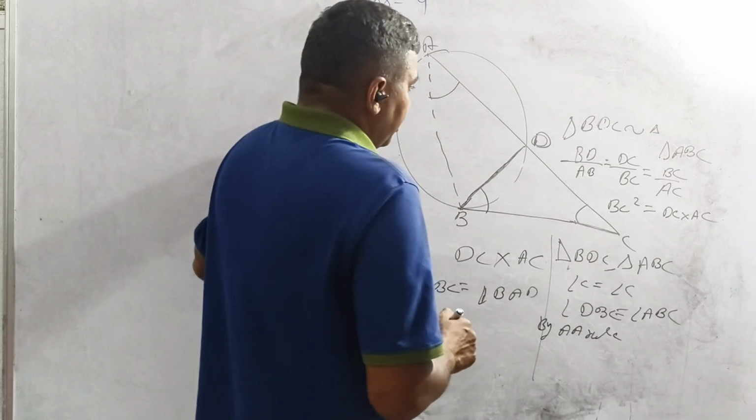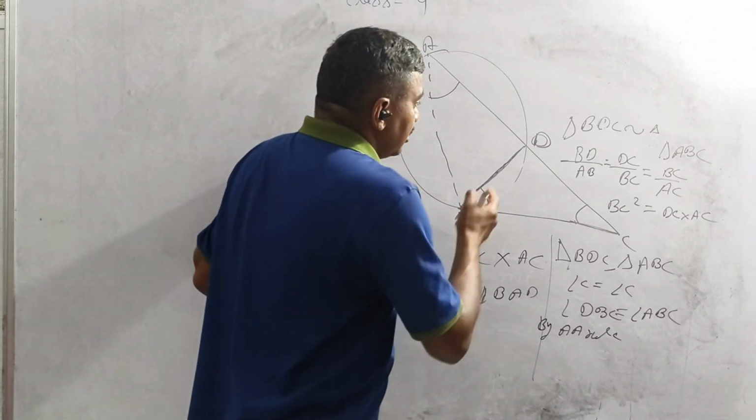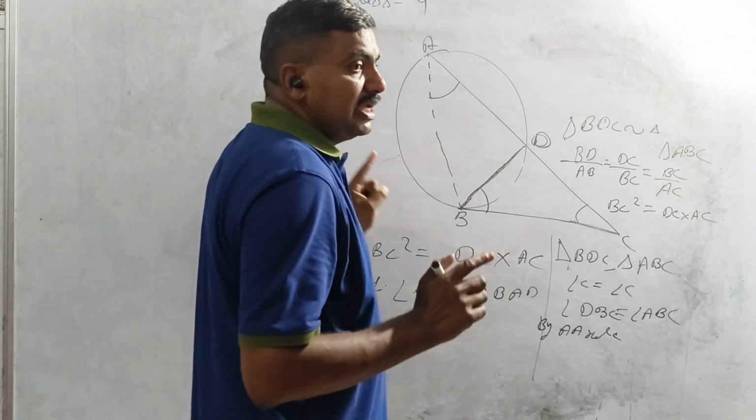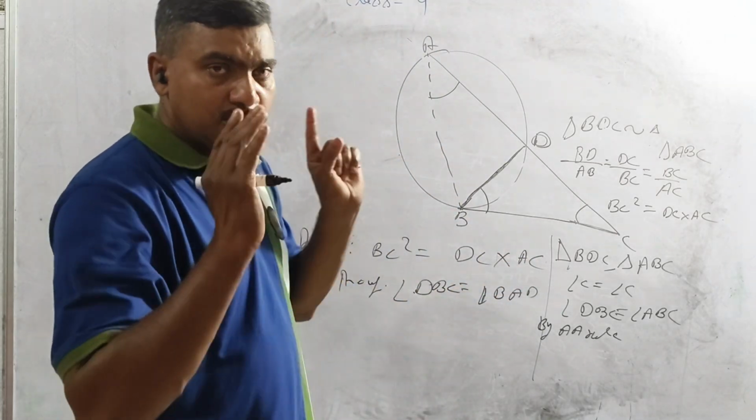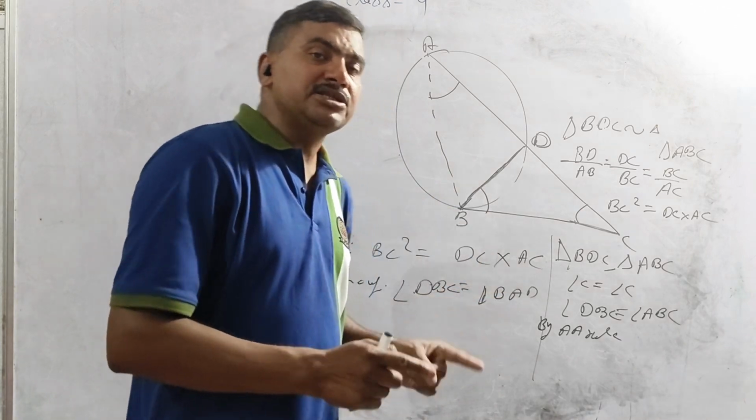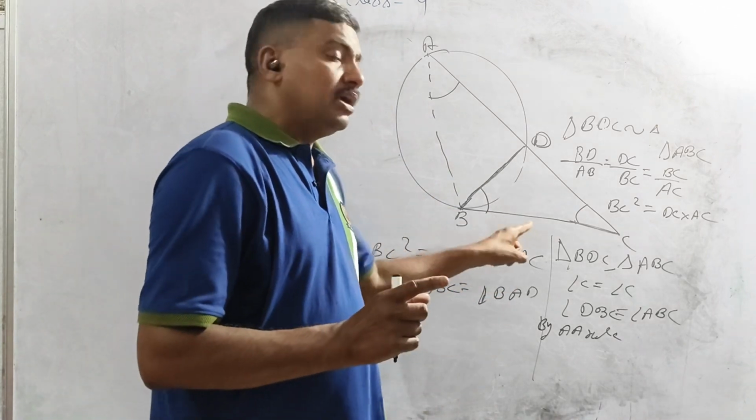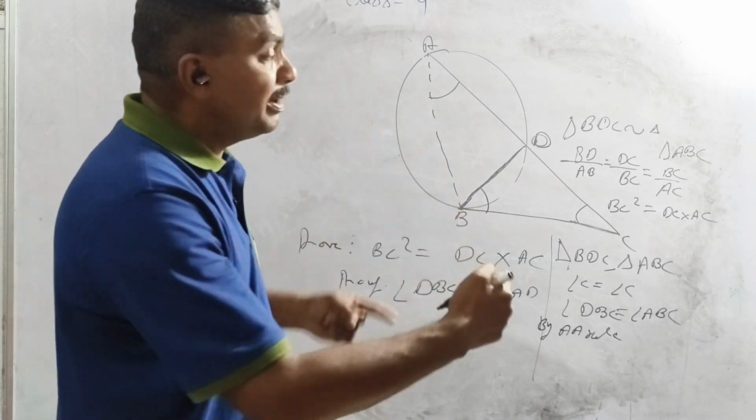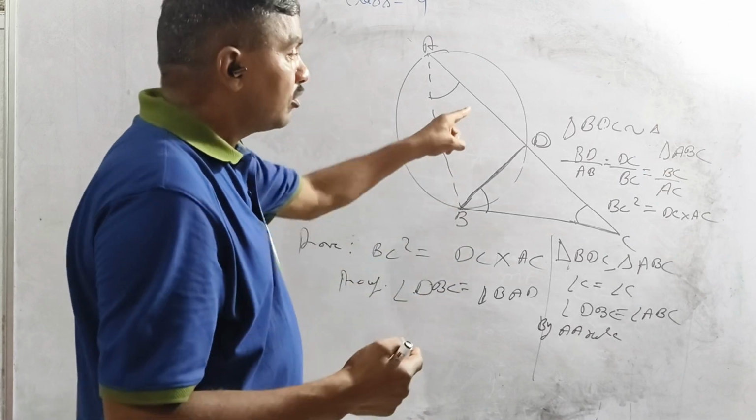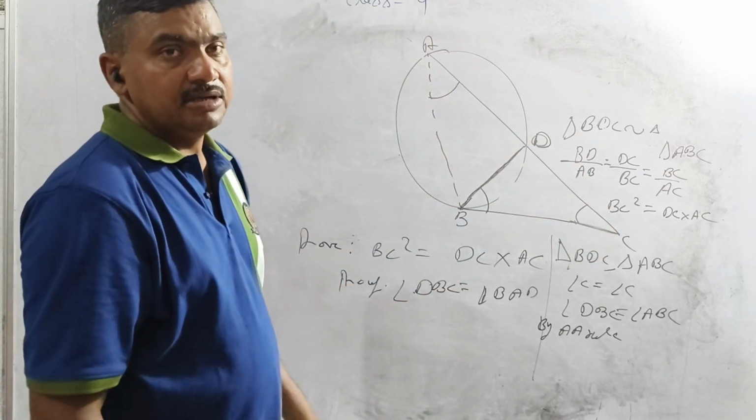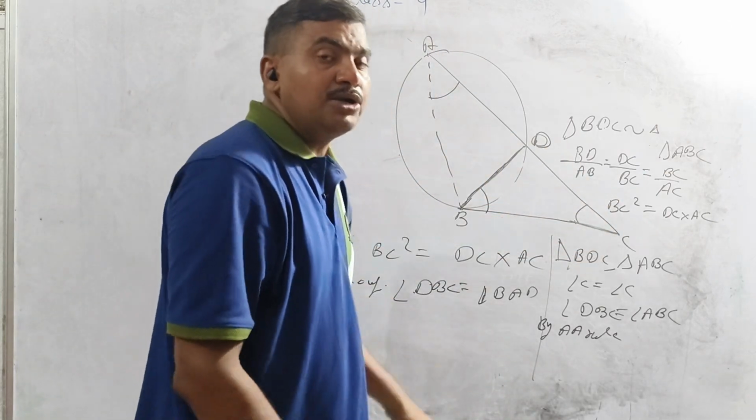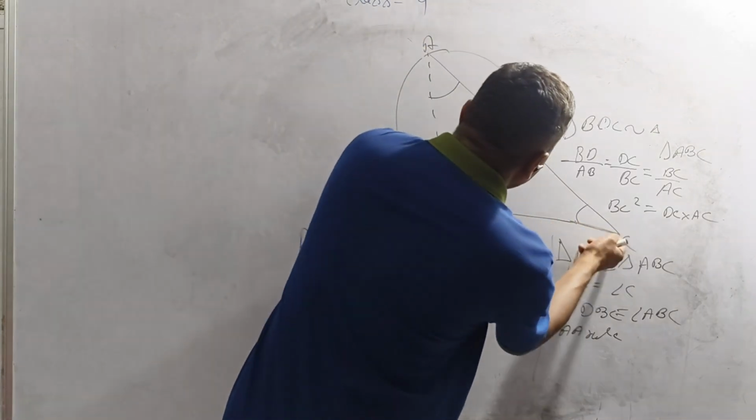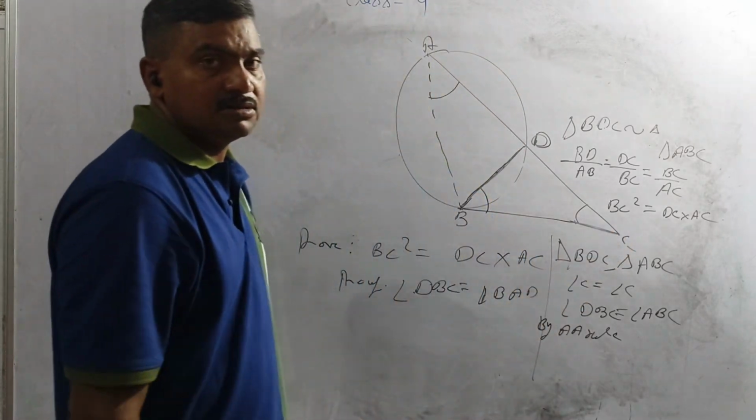Let me explain again. When a tangent and a secant meet each other externally, then the square of the tangent is equal to the product of the segments of the secant. What are the segments of the secant? You know, this and this. These are the segments.